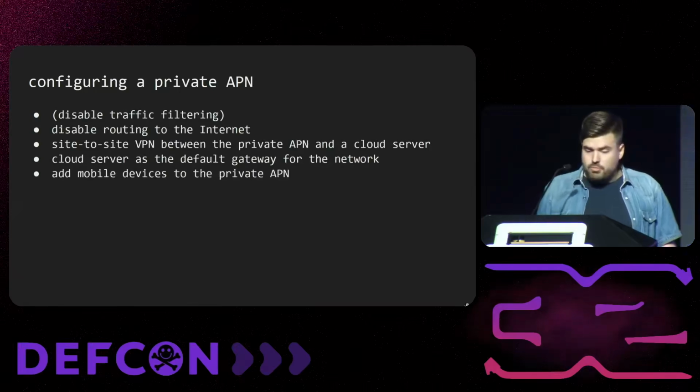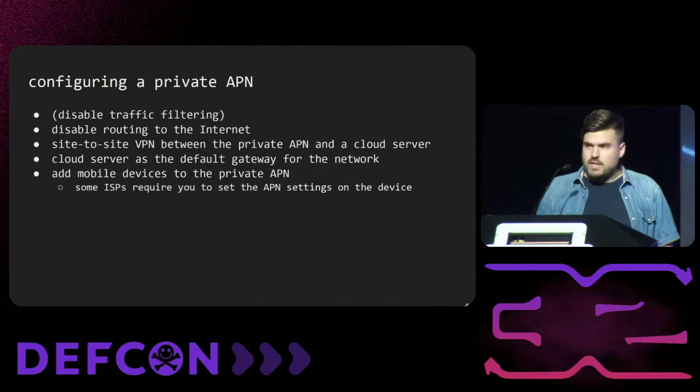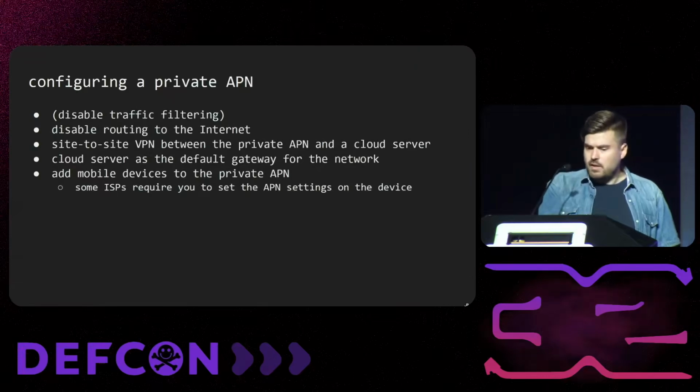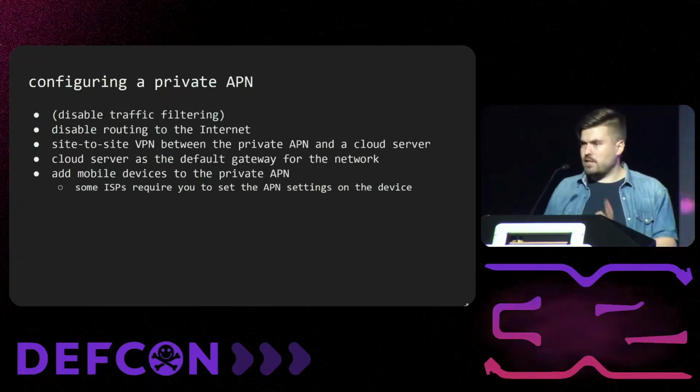And so we need to add some mobile devices to the private APN. So we have our SIM card, we push it into the device. Some ISPs require you to set some APN settings on the device, so they are not pushing anything to the devices, or they are roaming and you need to set it up. Some of the ISPs say that you need to set the APN to this, but you might be able to just set anything and it works on some carriers, and on some it doesn't, and it's weird.